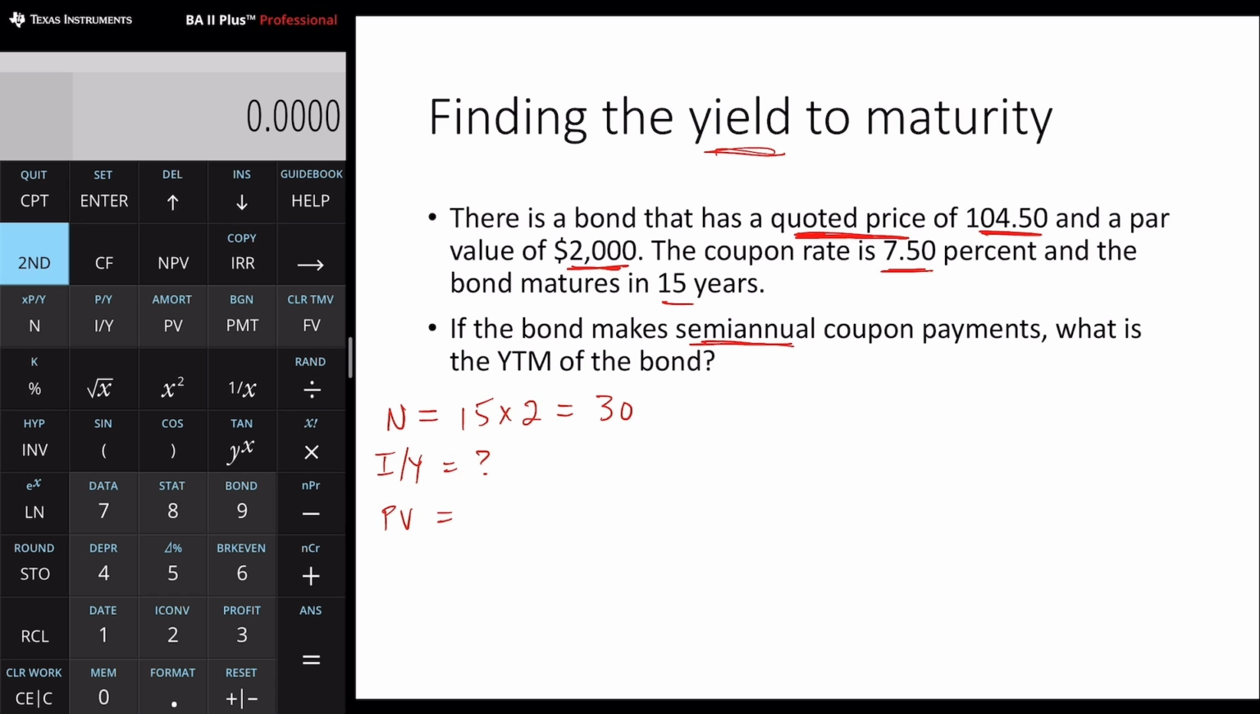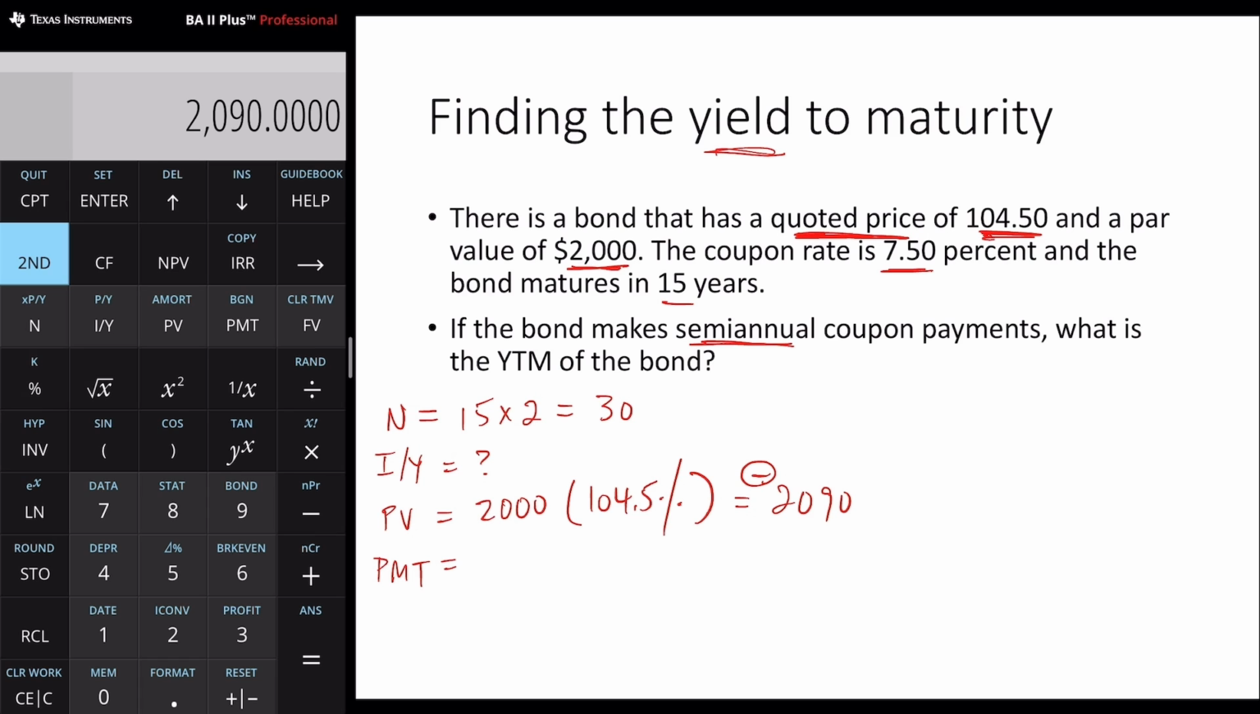Present value is the price. Now, this is important because the price was given to us in terms of a quote, which is a percentage. And so we take 2,000, multiply it by 104.5%, which is multiplying by 1.045. And that gives us $2,090. The payment, I should make that negative because that's the price that I'll pay, cash going out of my pocket.